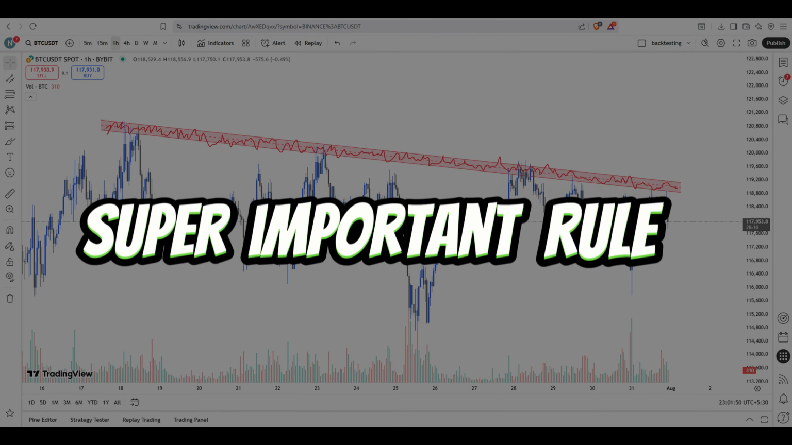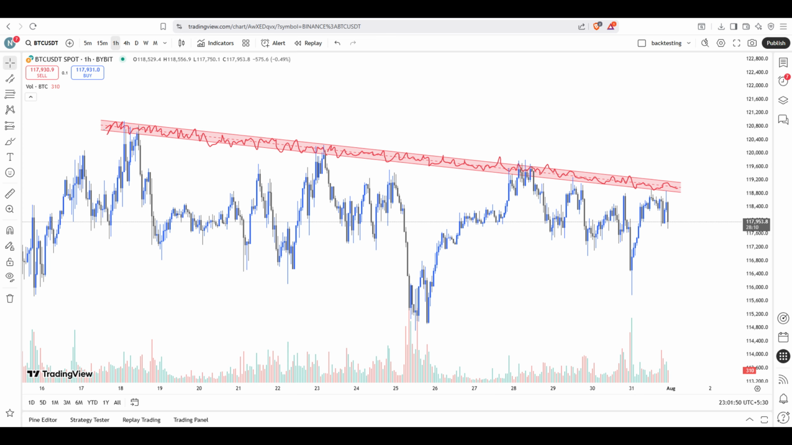Super important rule. To validate a trend line, make sure it has at least 3 touches. With just 2 points, you could literally connect anything. But 3 or more means price is actually respecting that line.